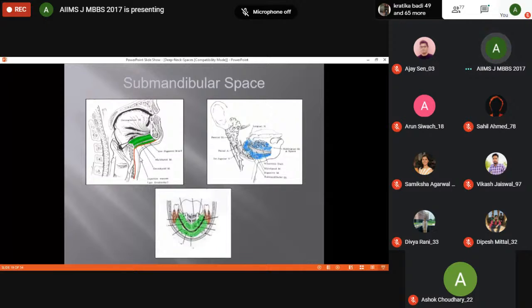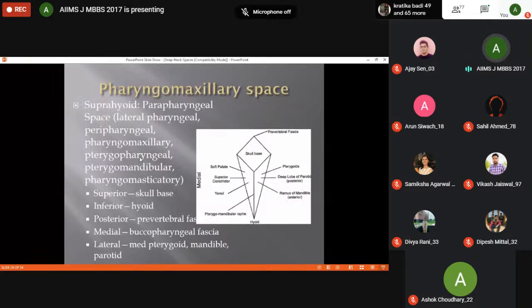And there is a very important space, that is the pharyngomaxillary space, known as the parapharyngeal space. A very common infection that patients come to us with is basically Ludwig's angina or parapharyngeal space infection. There are different names for this: lateral pharyngeal, peripharyngeal, pharyngomaxillary, pterygopharyngeal, pterygomandibular, pharyngomasticatory. But you should remember only one name, that is parapharyngeal space.